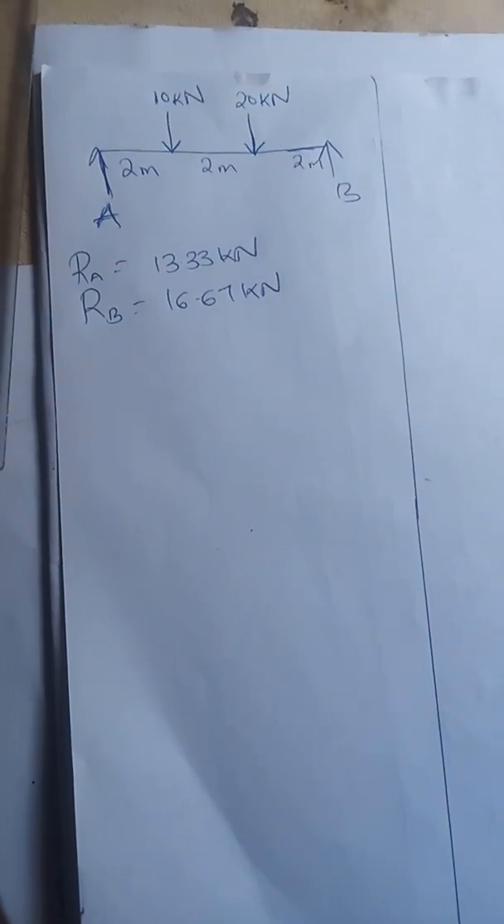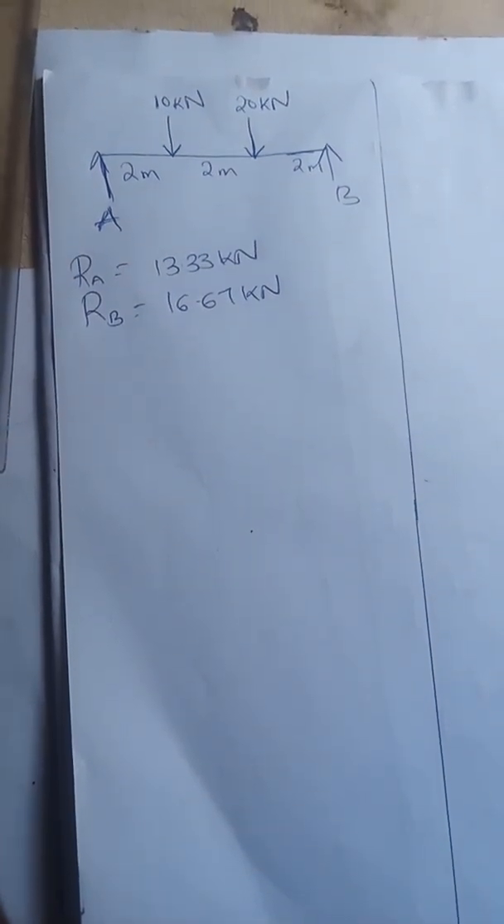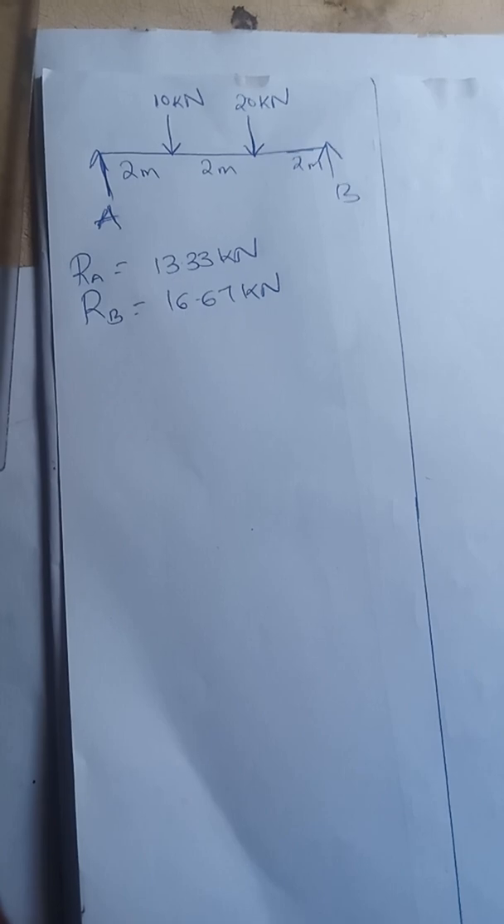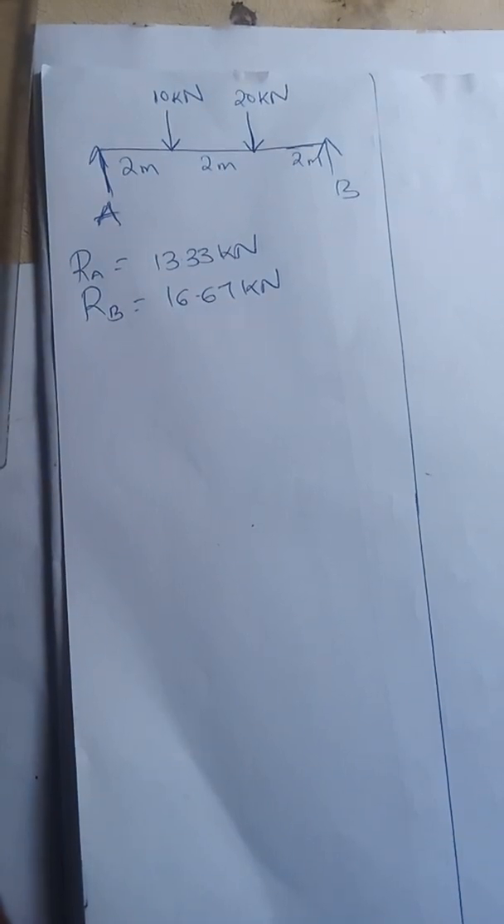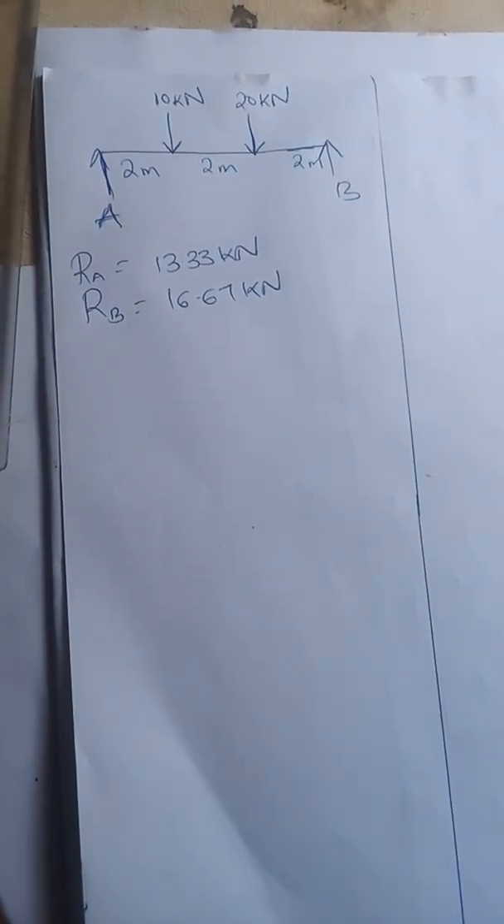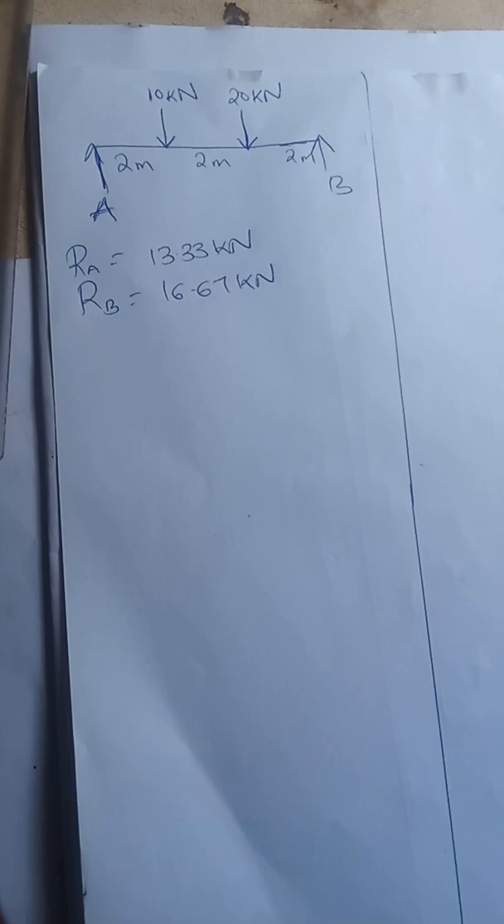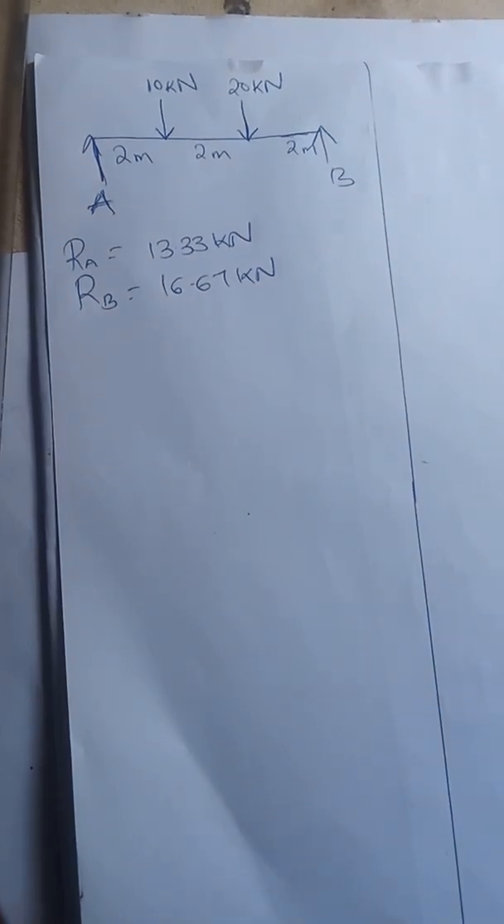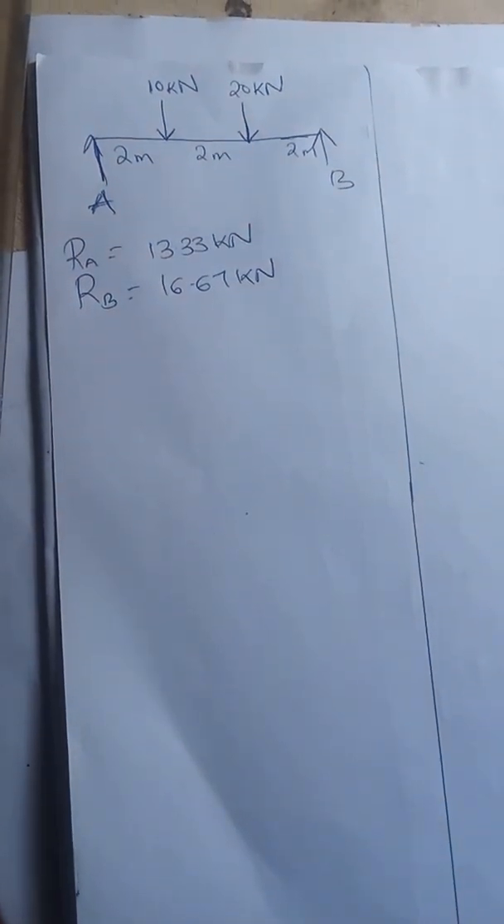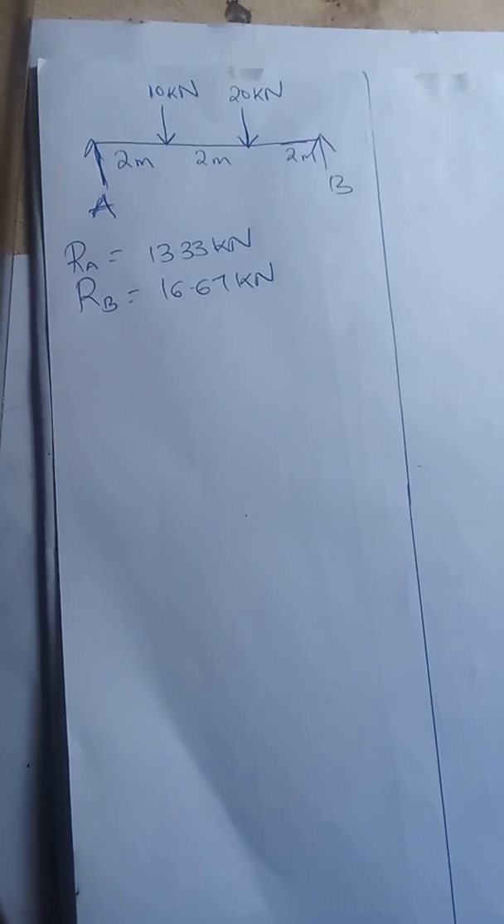And today I want to talk about shear force and bending moment of a simply supported beam. So we have a simply supported beam. We have a support at A and a support at B, and it has two point loads. You have 10 kilonewton at point C and 20 kilonewton at point D.